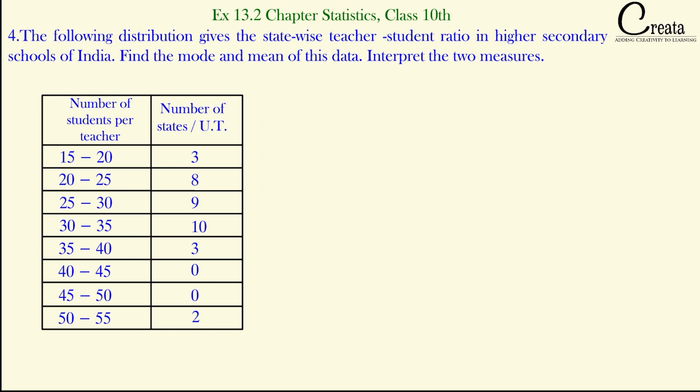Now the question is, which is good? The first row or the last row? The number of students per teacher, should it be on the higher end or the lower end? Think and tell me in the comments which is good, the first row or the last row.